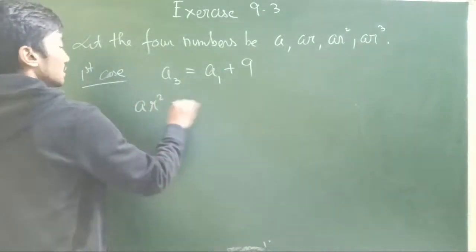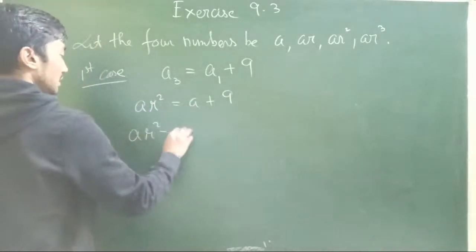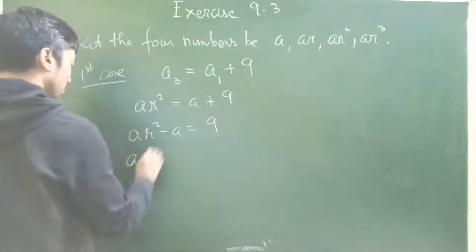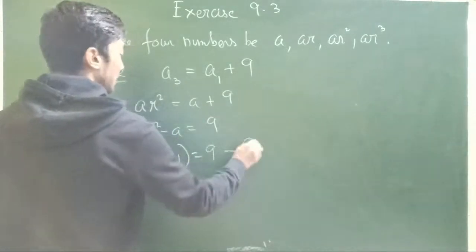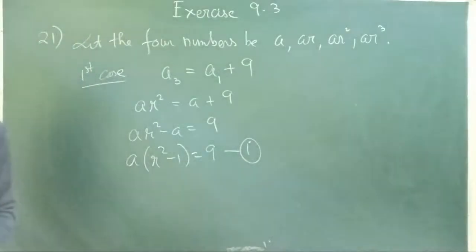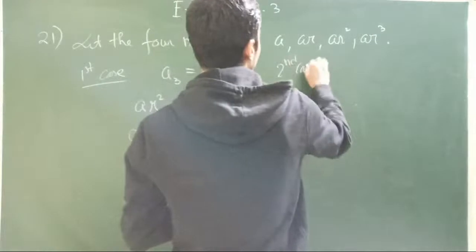Alright, so what do we have here? ar square is equal to a plus 9. So that's ar square minus a equal to 9, or a common, r square minus 1 is equal to 9. We might get something from here because we still haven't used our second condition. So let's see what the second case brings for us.